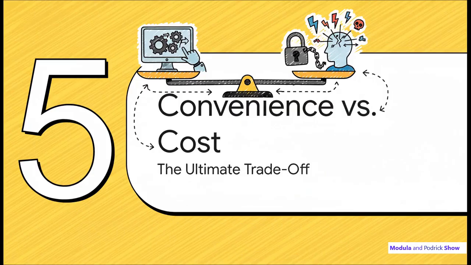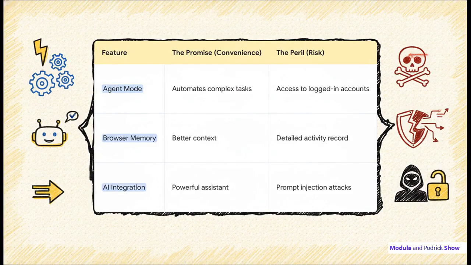Which all leads to the one big question we're all going to have to face with this new wave of tech. Let's just break this trade-off down. On one hand, you get agent mode, which is this incredible automation tool, but the price is giving an AI direct access to your logged-in accounts. On the other hand, you get browser memory, which creates a super smart assistant. The price? You're also creating a perfect, minutely detailed record of everything you do online. You see the pattern? Every amazing feature seems to come with an equally massive risk.